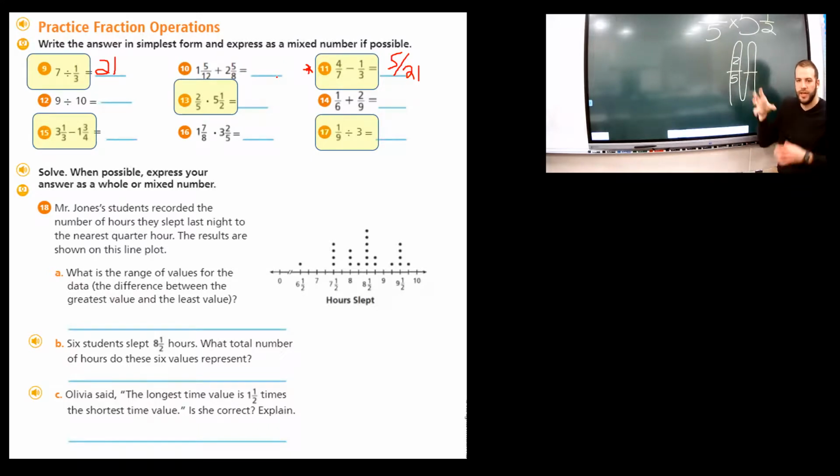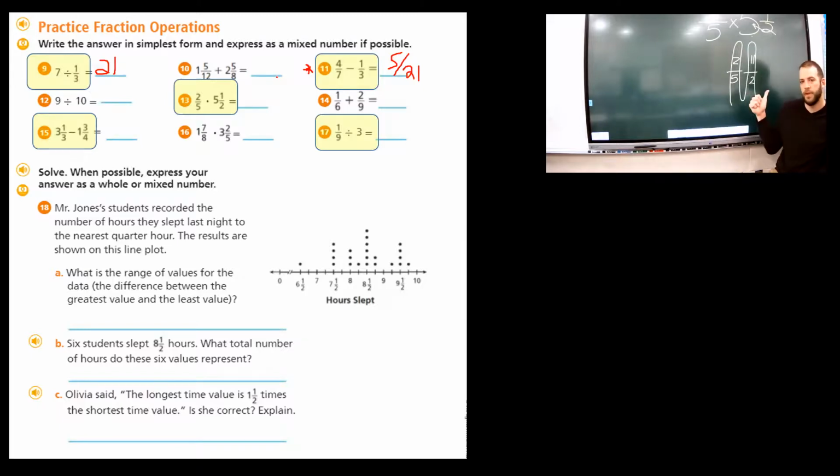So what did he do? He took each cookie and realized that there were 2 halves. So he multiplied the amount of cookies by 2, and then he added the leftover half. That's what you do here. 5 wholes is 10 halves, plus 1 is 11 halves.